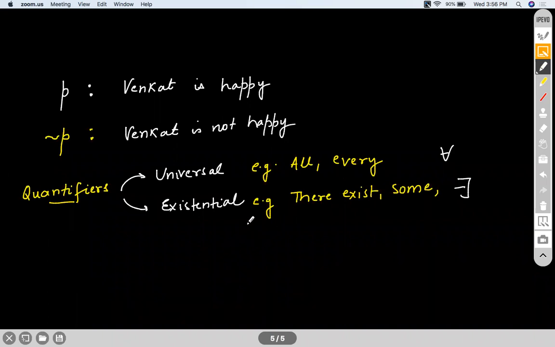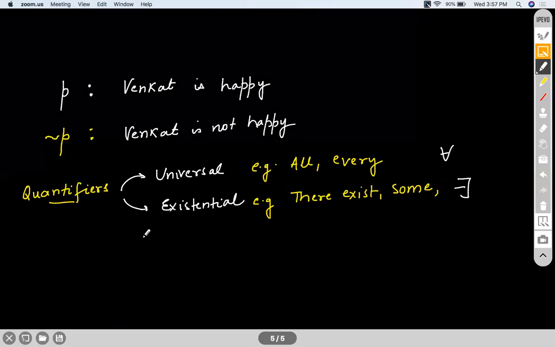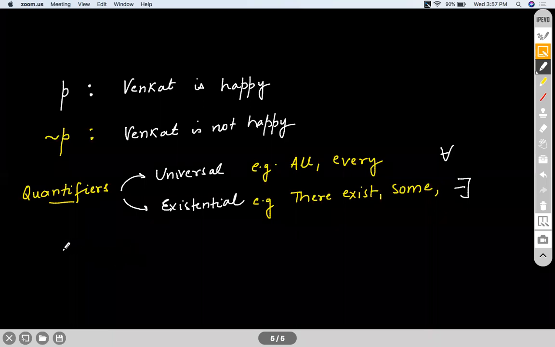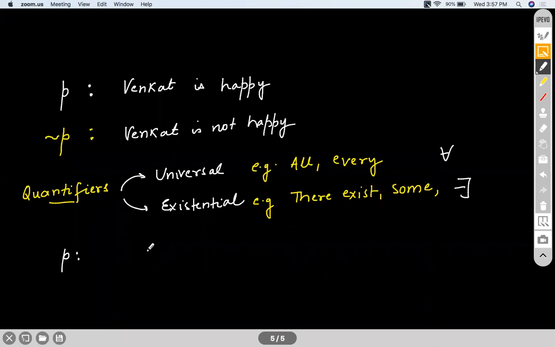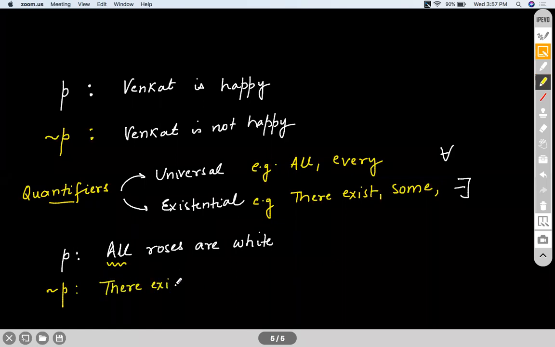Now, why is this important? Whenever a sentence begins with a universal quantifier, we have to be very careful while negating it. Let me give you a question. Let's say there is a statement which says all roses are white. What do you think is the negation of the statement? It's not the case that all roses are white. There exists some rose that's not white. Absolutely. So when you have a universal quantifier, remember its negation will contain an existential quantifier. So you can say there exists a rose which is not white.